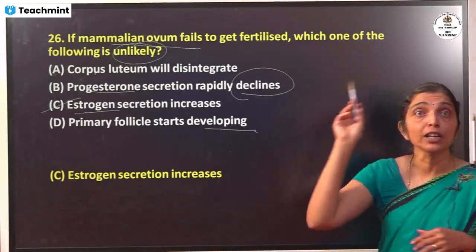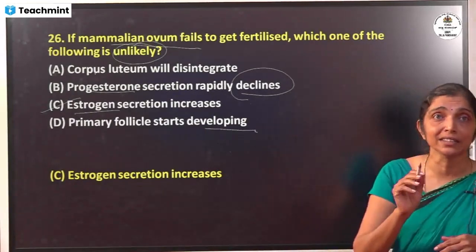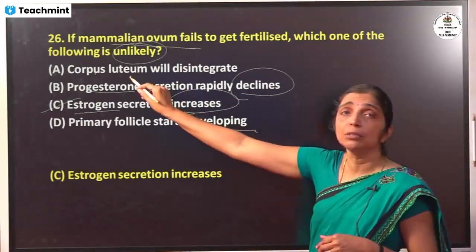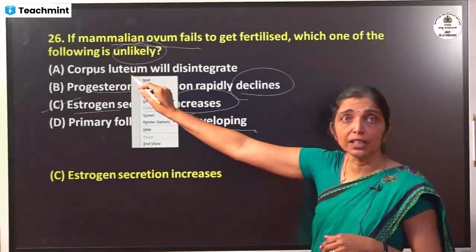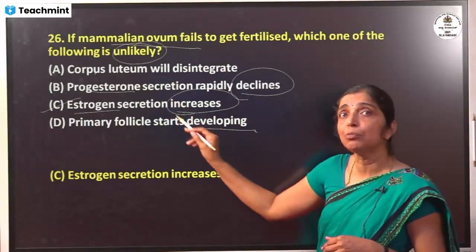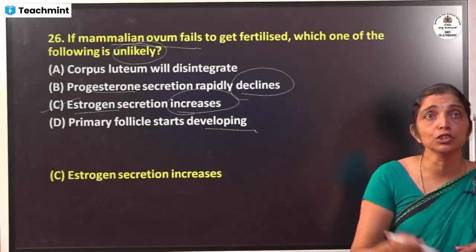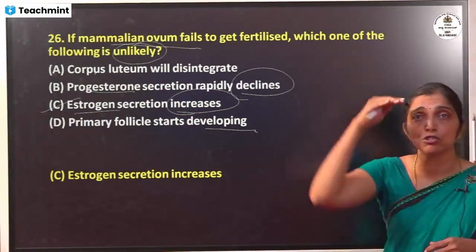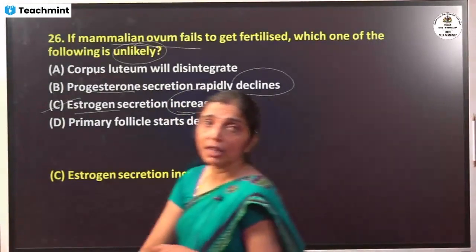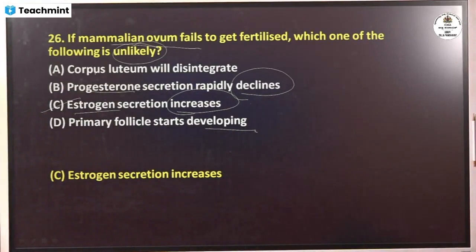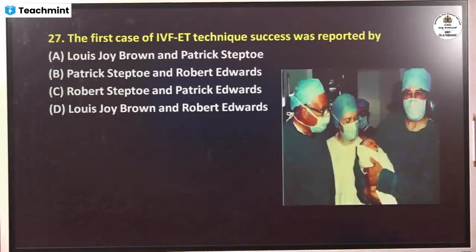Now, which is not likely to happen is given as unlikely: estrogen secretion increases. No, if the corpus luteum is disintegrating, since the corpus luteum secretes progesterone and estrogen also, the estrogen and the progesterone concentration are going to decline. So the right answer over here is C, estrogen secretion increases, because it is unlikely to happen.